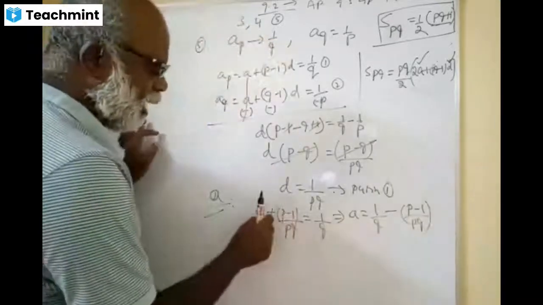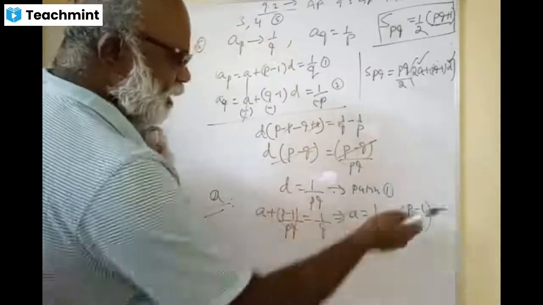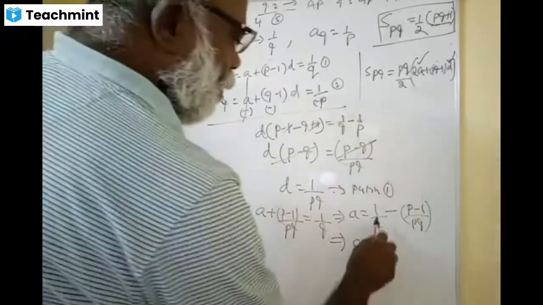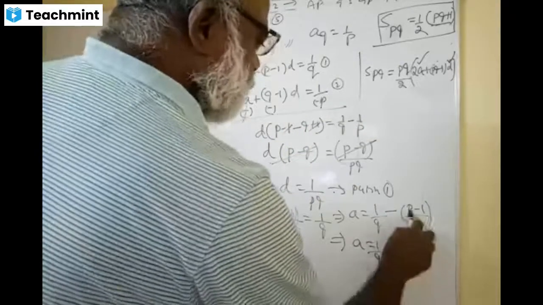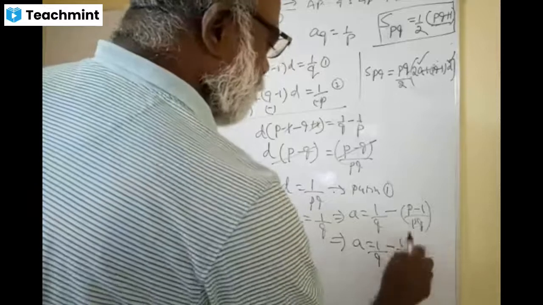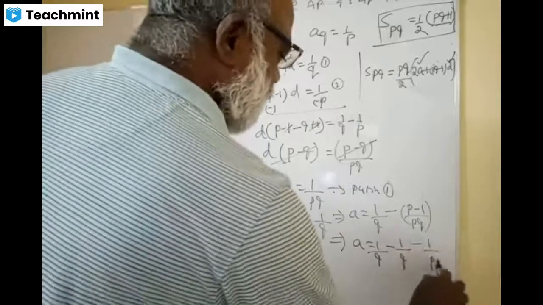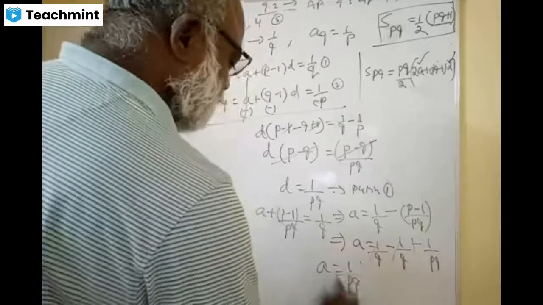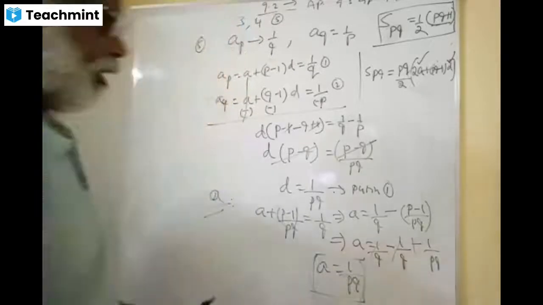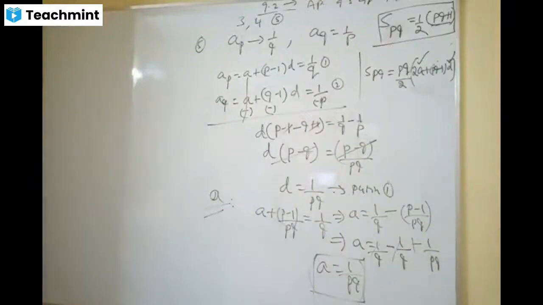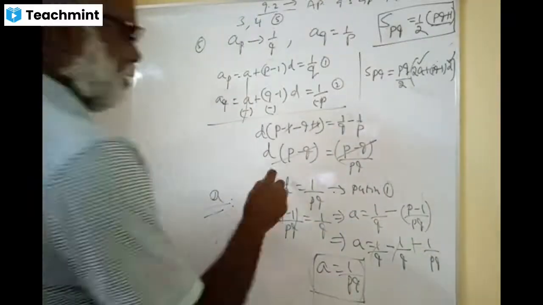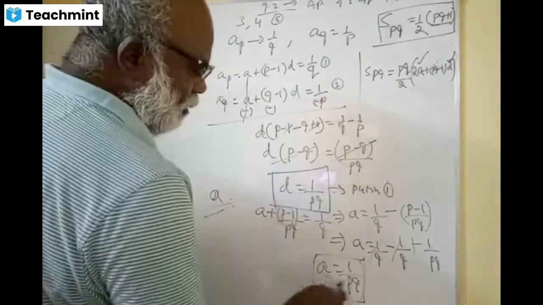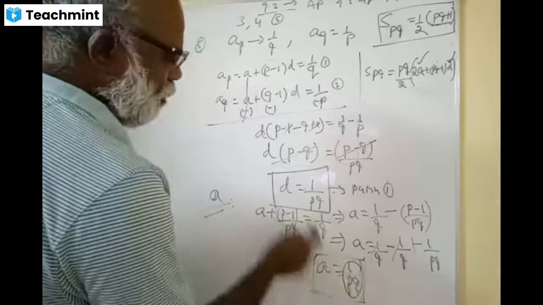Just using this transposing mark, plus becomes minus, which implies A equals 1 by Q minus P by PQ, which is 1 by Q minus 1 by Q plus 1 by PQ. So A is also 1 by PQ, my dears. A is also 1 by PQ. D is also 1 by PQ. That is the beautiful thing about this question. A is 1 by PQ, D is 1 by PQ, A and D both are equal now.